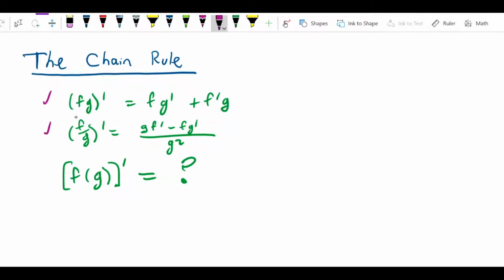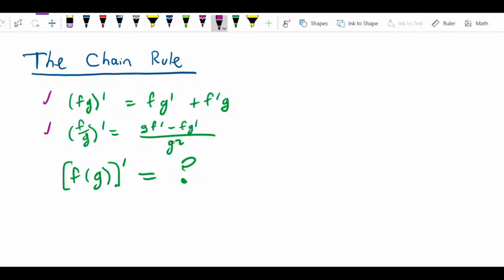We learned the product rule that if we have a function that's the product of f and g, then its derivative is fg prime plus f prime g. And of course, we learned the quotient rule that if the function is f over g, then its derivative is gf prime minus fg prime over g squared.